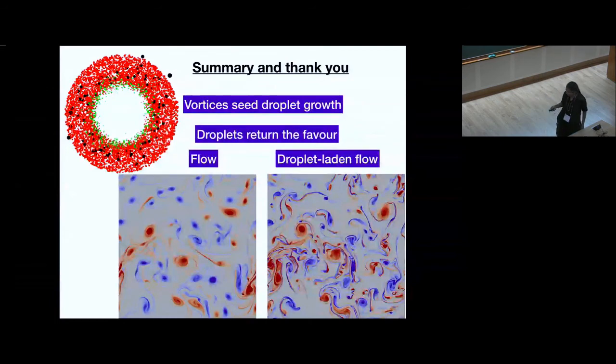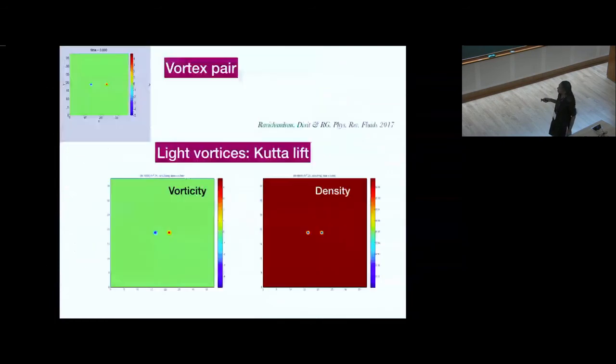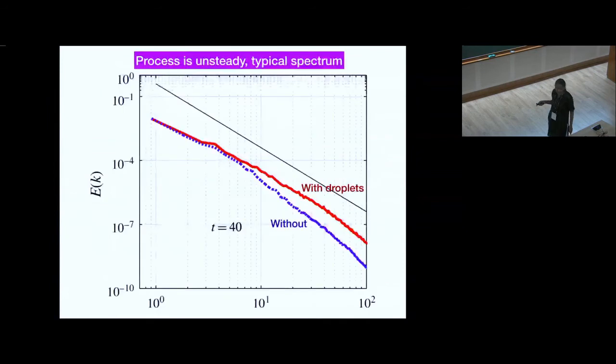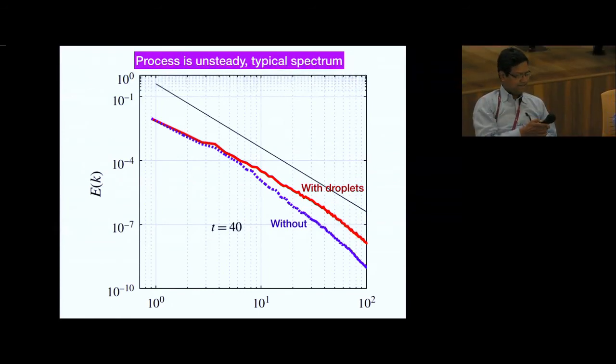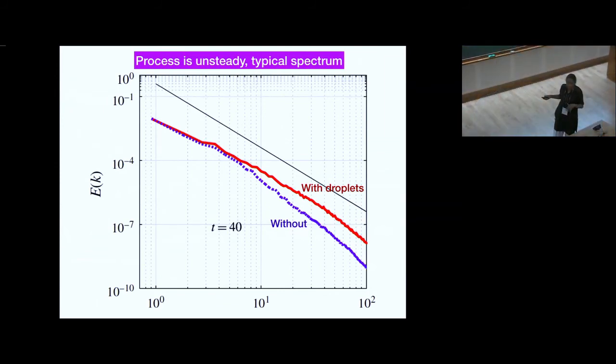Okay, I don't want to talk about the slope in any detail because this is unsteady flow at every time, but this is a typical spectrum. So for some time, this kind of spectrum held. This is just -3 put there to guide the eye. It's a 2D simulation. The Reynolds number is 20,000. I don't want to comment on the slope.